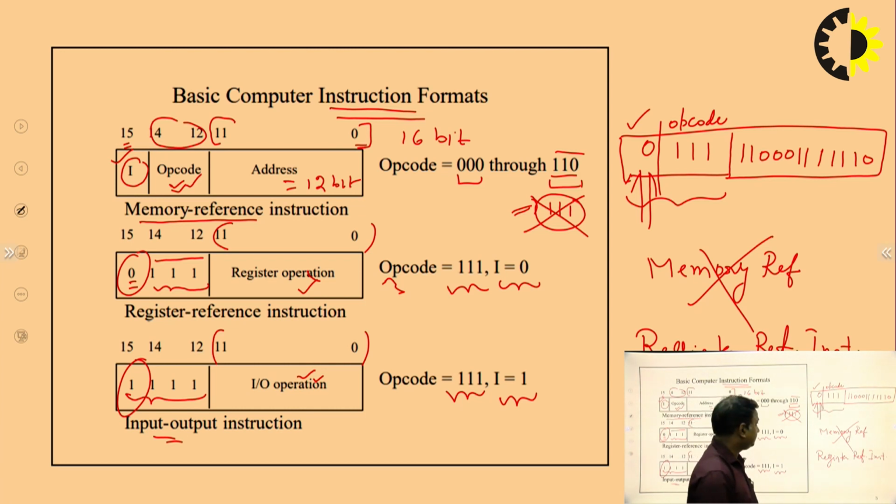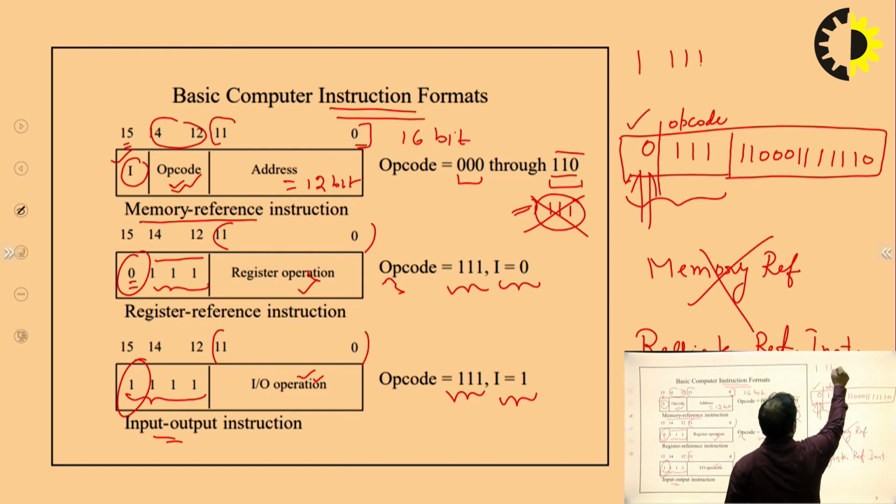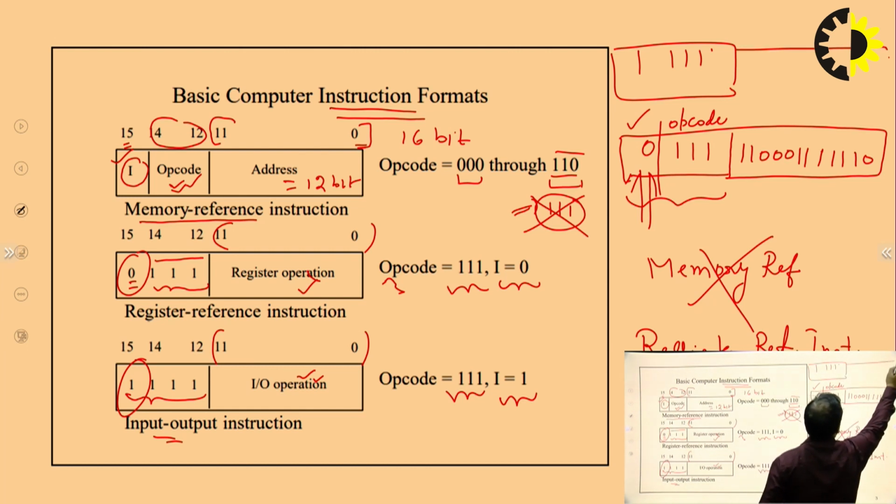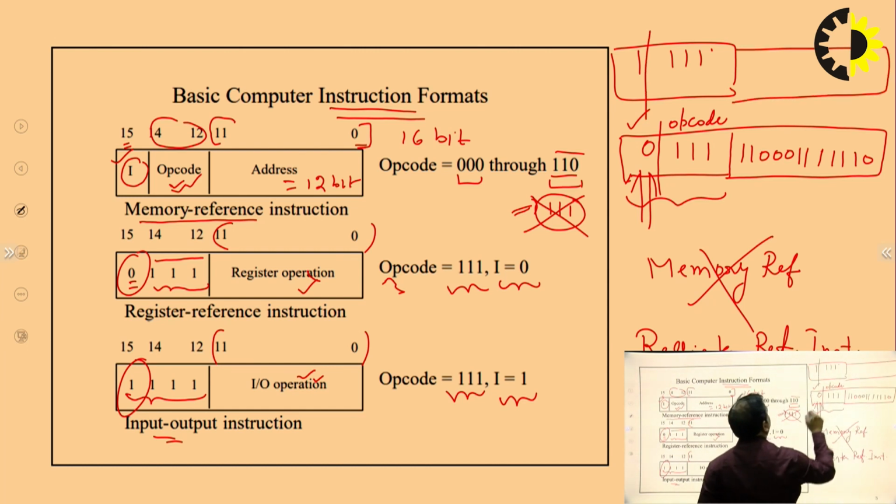Next example I take, suppose this is 1 followed by 3 ones and followed by 12 bits. So what is my opcode? It is 111. So again I can decide that this is not a memory reference, but it is either the register reference or input output reference. If it is a register reference, then it should be 0. If it is 1, then this is an input output reference instruction, right. So it is asked in the question paper what the different types of instruction format are and how we can distinguish them, right.